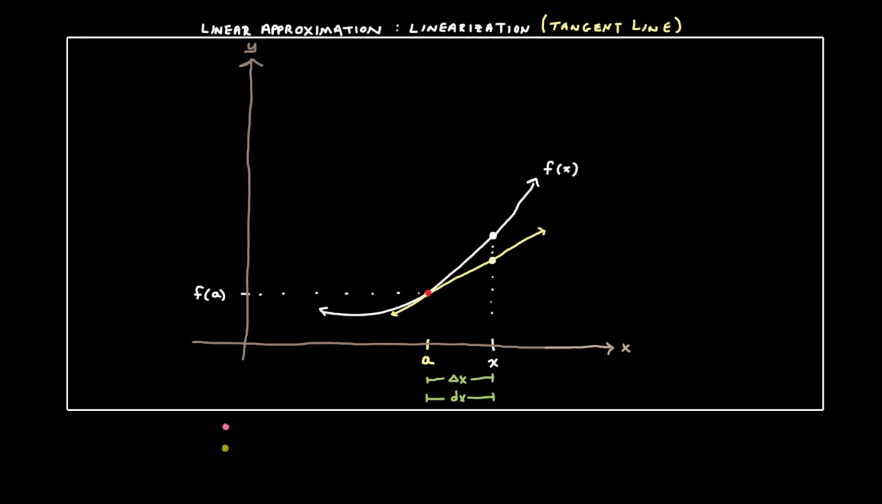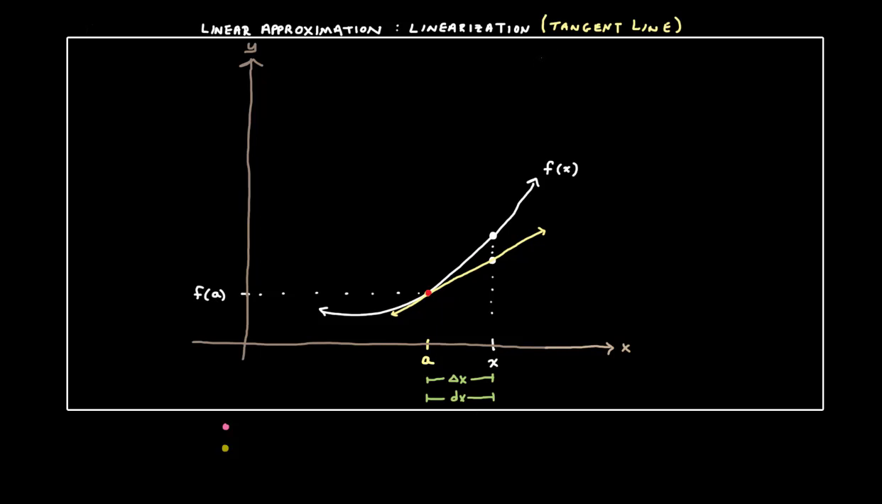Back to the delta x. Delta x is a change in x. It's a large change in x. Dx is a small change in x. But they both refer to the same thing, a change in x. And I will use them interchangeably here.